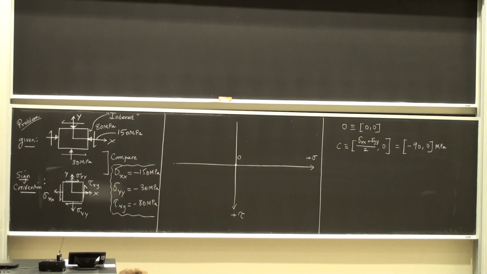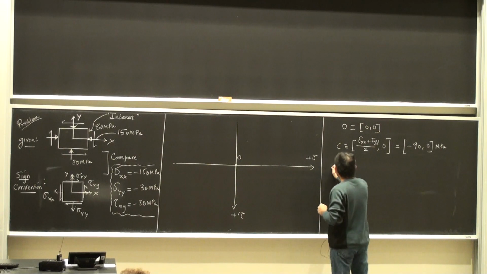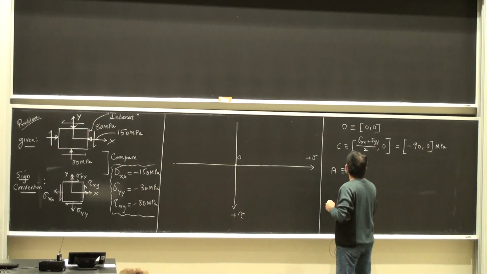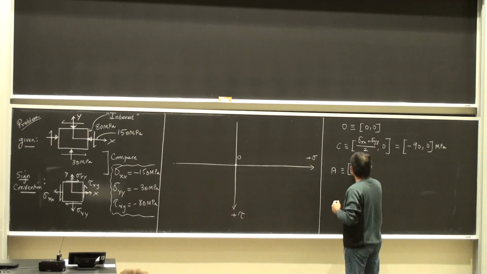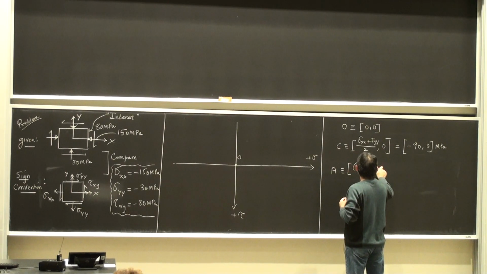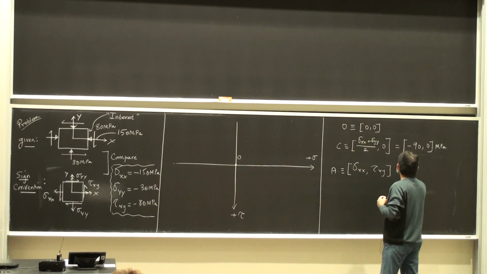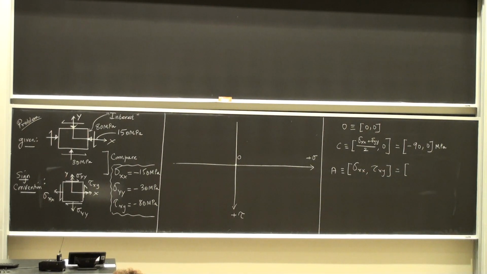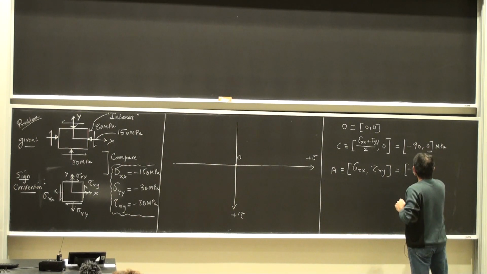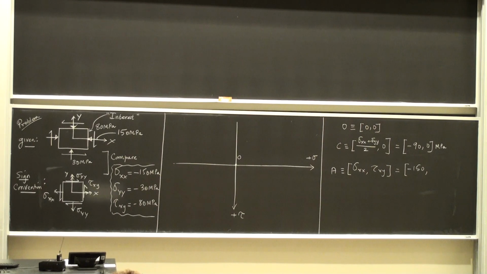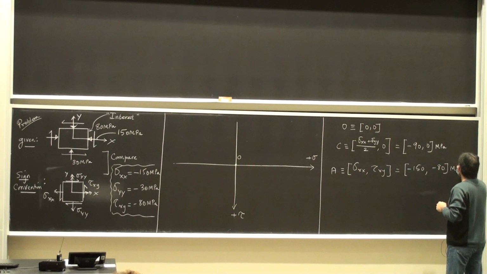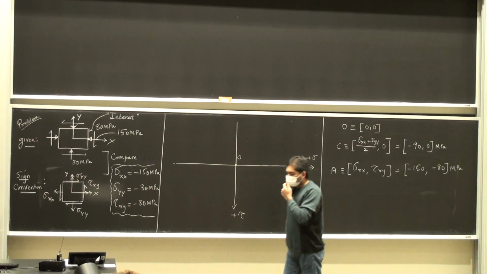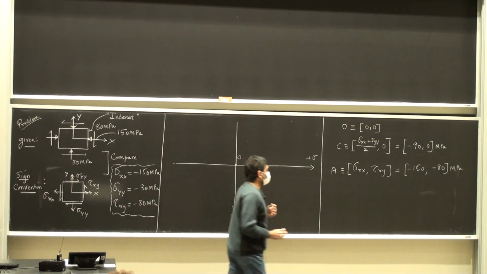Then the point A, which is coming from the side of interest. This is sigma xx and tau xy, which is minus 150 because we are opposite to the sign convention. And then tau xy is minus 80. And so this is coming from the side of interest.